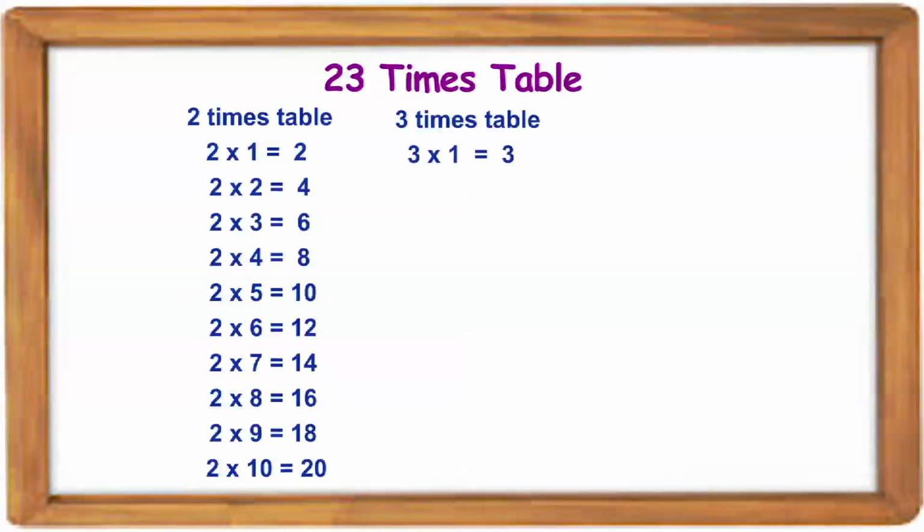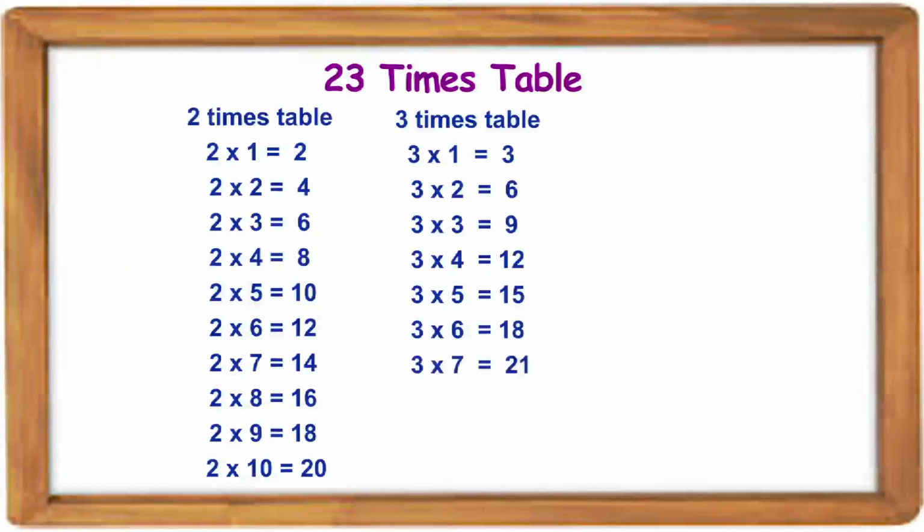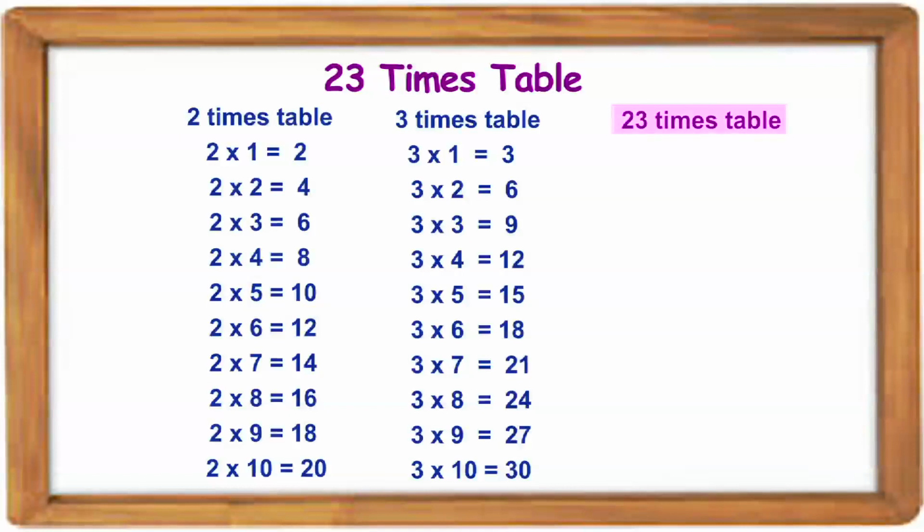3 ones are 3, 3 twos are 6, 3 threes are 9, 3 fours are 12, 3 fives are 15, 3 sixes are 18, 3 sevens are 21, 3 eights are 24, 3 nines are 27, 3 tens are 30. Using these, we write 23 table.